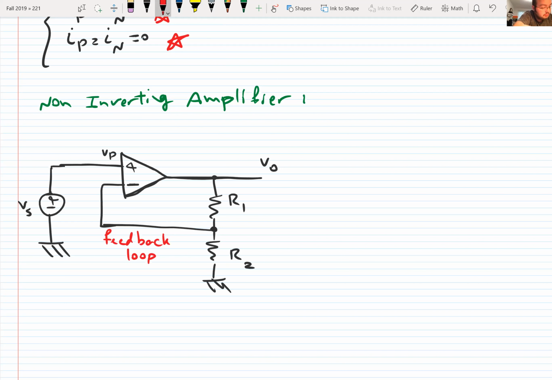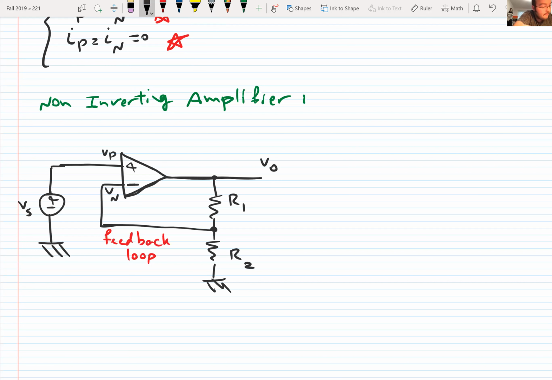Okay, this one is a non-inverting amplifier. So the output of this amplifier should be proportional to the input. Let's analyze this circuit and see if we can find the output.